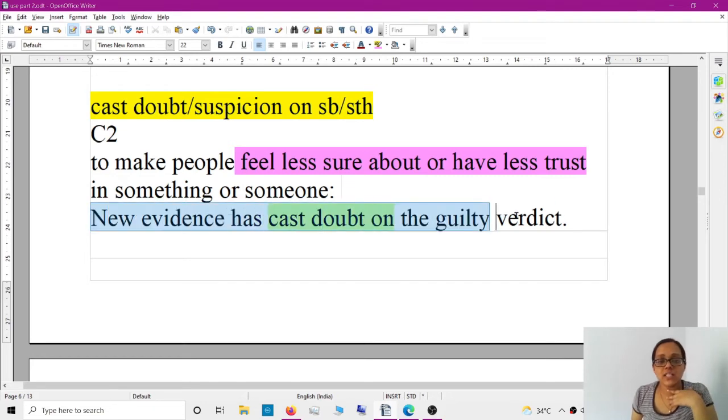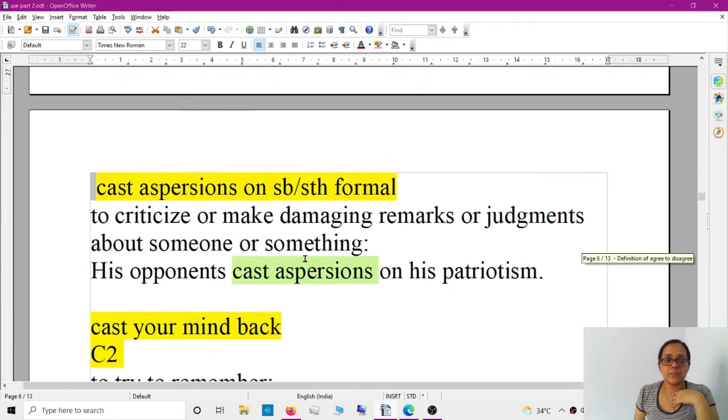New evidence has cast doubt on the guilty verdict.